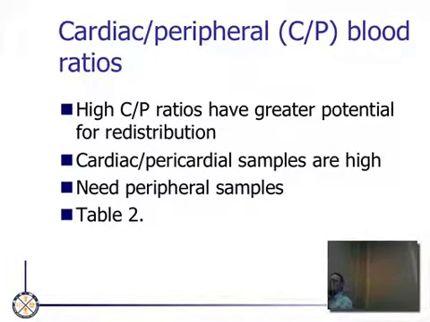There's also the concept of the cardiac to peripheral blood ratio. If a drug has a high cardiac to peripheral ratio in the blood, it has a greater potential for redistribution. Therefore, cardiac pericardial samples tend to be high and not really correlate with the typical clinical samples that we would be obtaining under normal conditions. So you really need peripheral samples. I did not copy table 2 here. Again, the paper has lots of tables, but it does provide a table of what those ratios are for specific drugs.